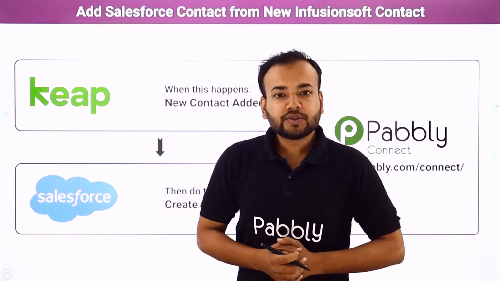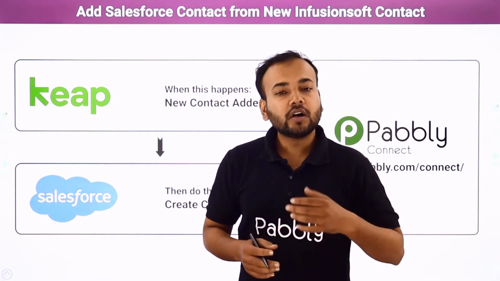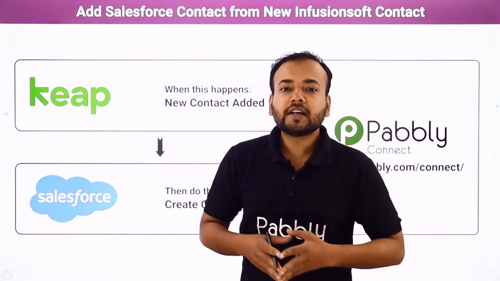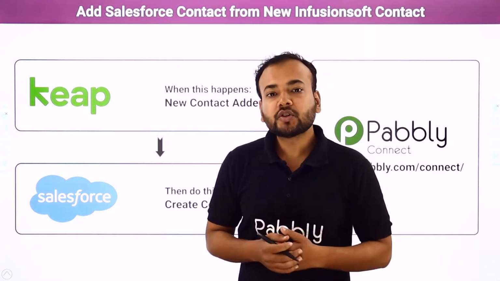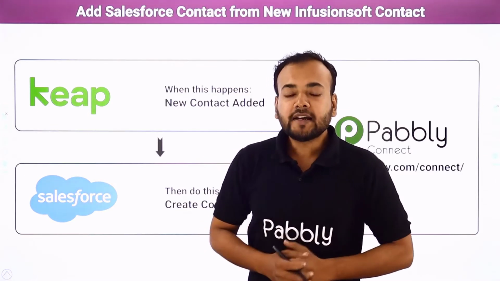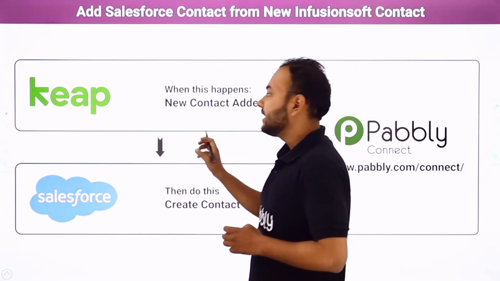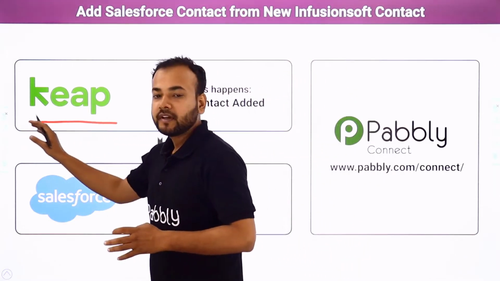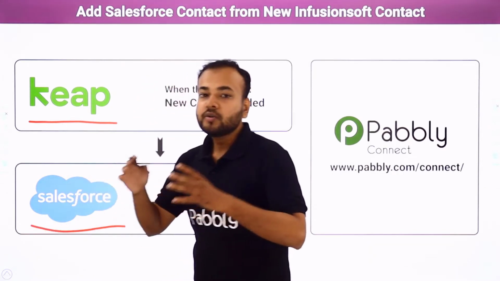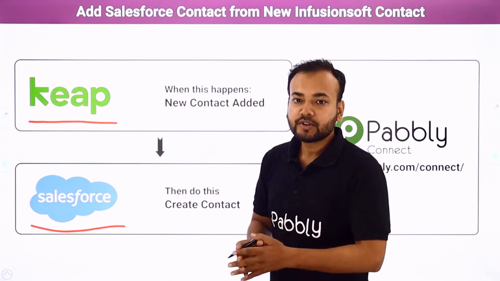So many companies use many different CRM applications and some companies use 2 or 3 CRM applications together so that they can use the features of different CRM applications together, right? So suppose that you are using 2 CRM applications here. One is Keap or Infusionsoft and the other one is Salesforce. Okay, so you want to use the features of both of these CRM applications to interact with your customers, right?